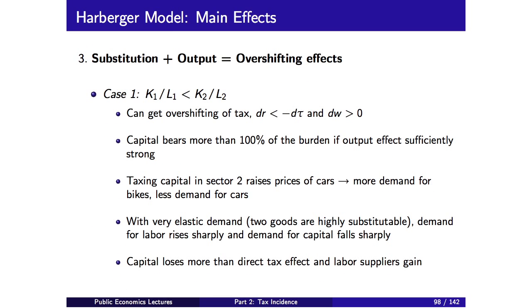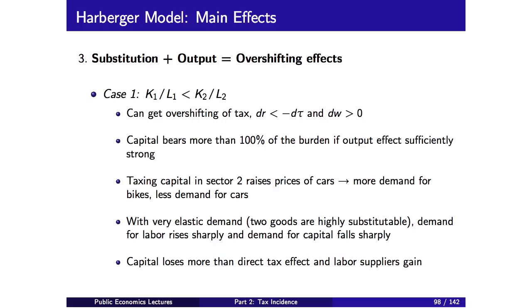So now we're going to add the two up and talk about what might or might not happen. And you can see you get an array of different responses. So substitution plus output effects can lead to what people call overshifting effects. An overshifting effect is when if I put a tax of $10, the incidence you pay is actually $15. And that can happen in general equilibrium. That did not happen in the basic partial equilibrium analysis we talked about.